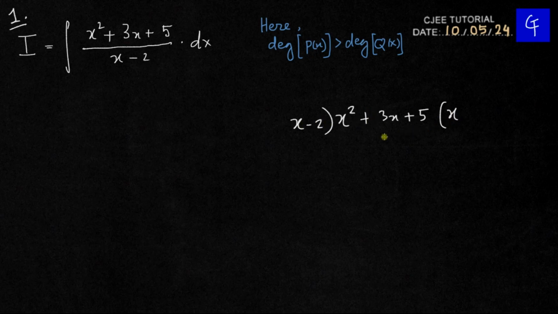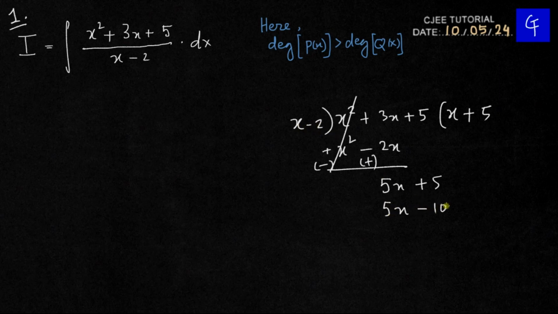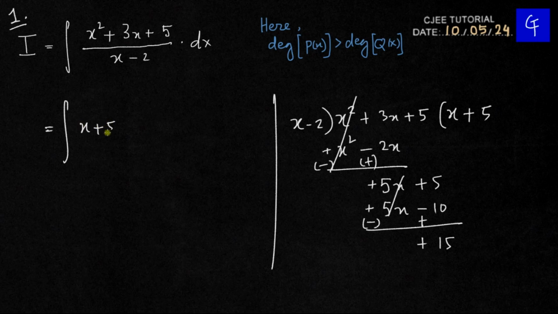So the first estimate is x. Changing the signs, this one cancels out, and this here, if I am not mistaken, is the remainder for this stage. Now we proceed again with an estimate of 5. So we get 5x minus 10. Now we are left with just 15 as remainder, and this is the quotient. So we can write this as x plus 5 plus 15 divided by x minus 2.